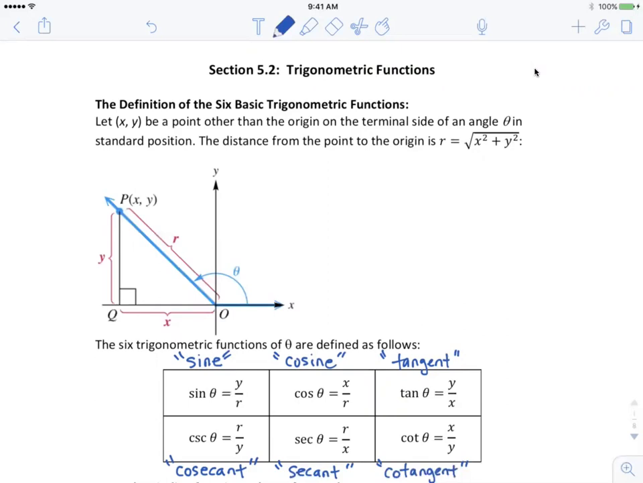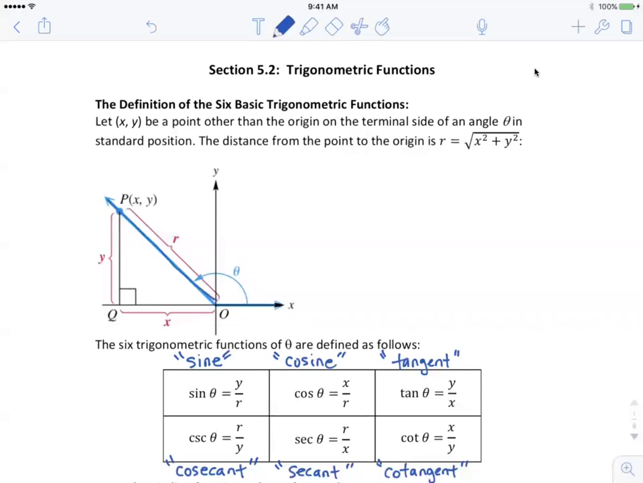We're going to jump right into section 5.2, which is on the basic definitions of the six trigonometric functions. They're based off of this picture of an angle in standard position. So let's just say it's in quadrant 2, but it doesn't matter. It could be in any quadrant. Then we have a terminal side, right? This angle here going through a point x, y.